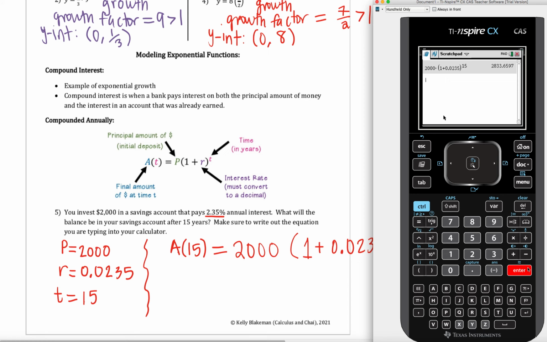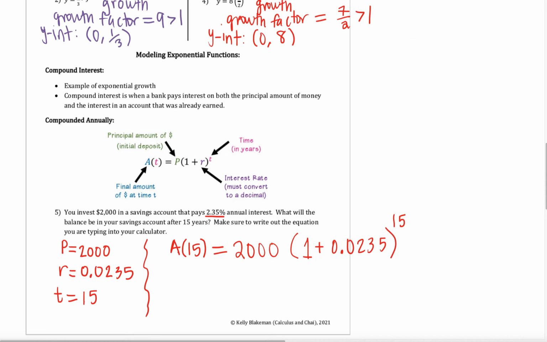So we ended up having, after 15 years, $2,833, and we'll just round to the hundredths place, so 66 cents in this case. From here, I'm going to go back to my paper and write down my final dollar amount, which was $2,833.66.